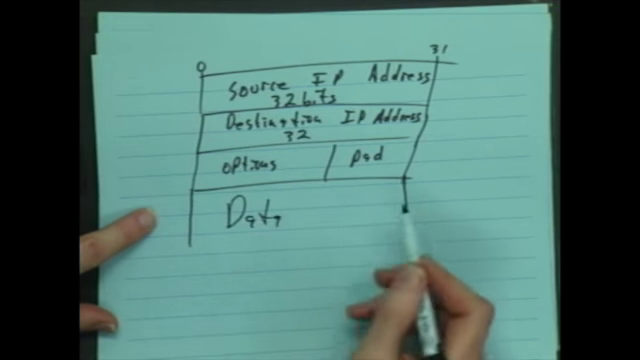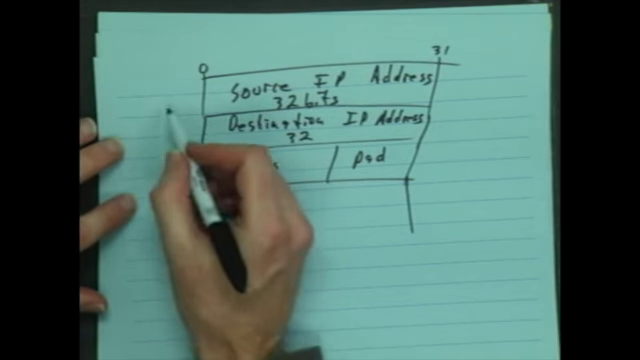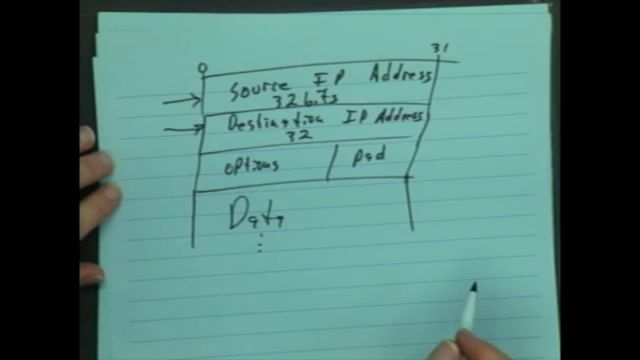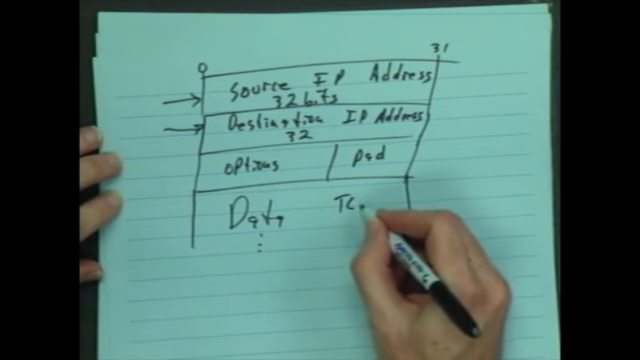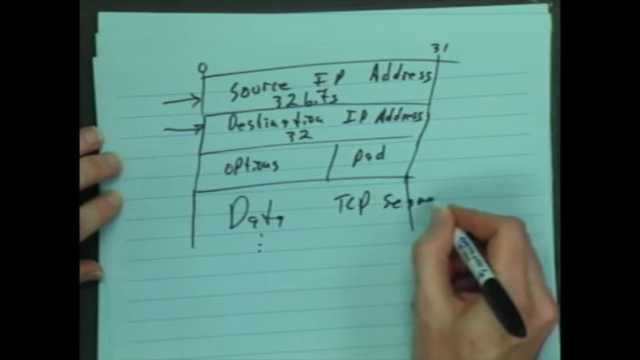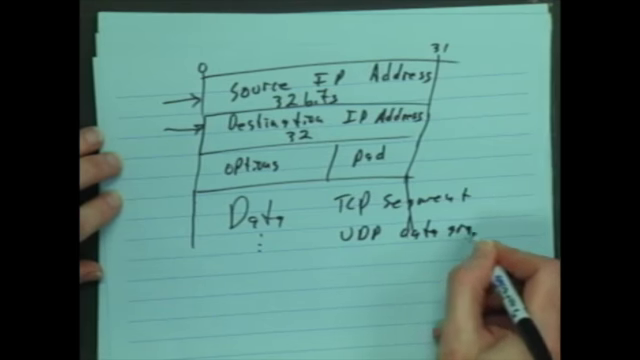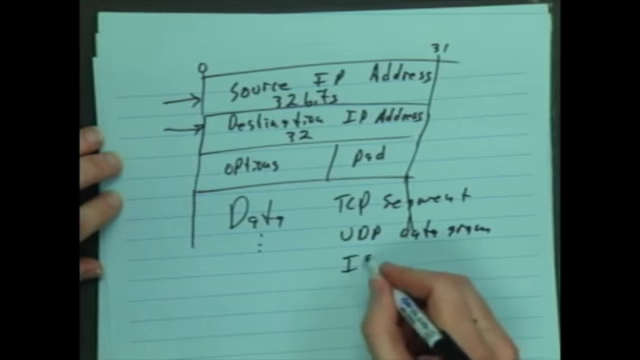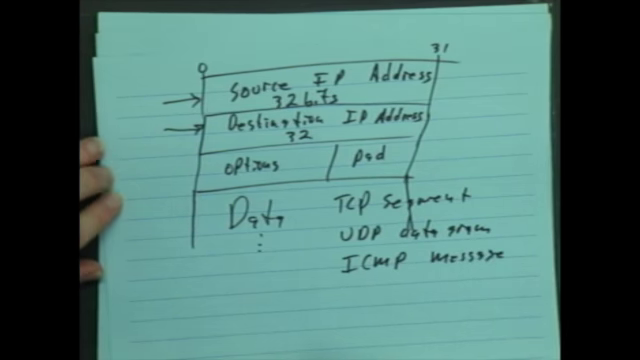Okay? And then finally here is data. So after that, we're used to this stuff, right? 32-bit IP addresses. And down here in the data, this might be a TCP segment. It might be a UDP, they call that a datagram. Or it might be an ICMP message. So like your ping message. Those would be in the data portion of your packet.